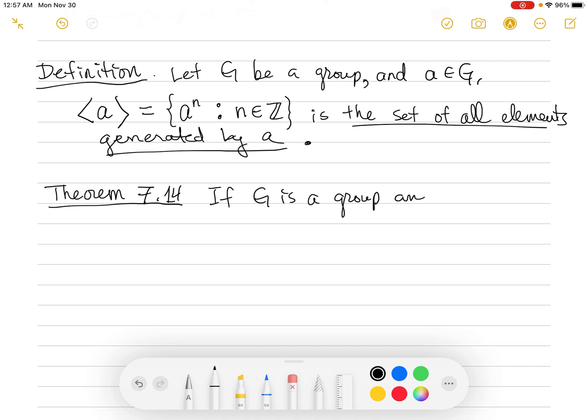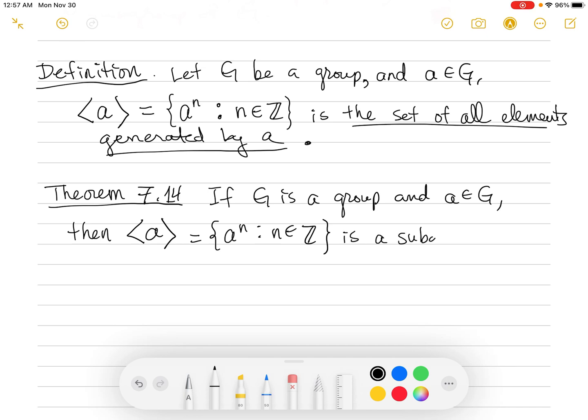If G is a group, and A is an element of G, then angular brackets A, which is the set of all powers of A, or the set of all elements generated by A, is a subgroup of G. Okay, so let's prove this. So proof.